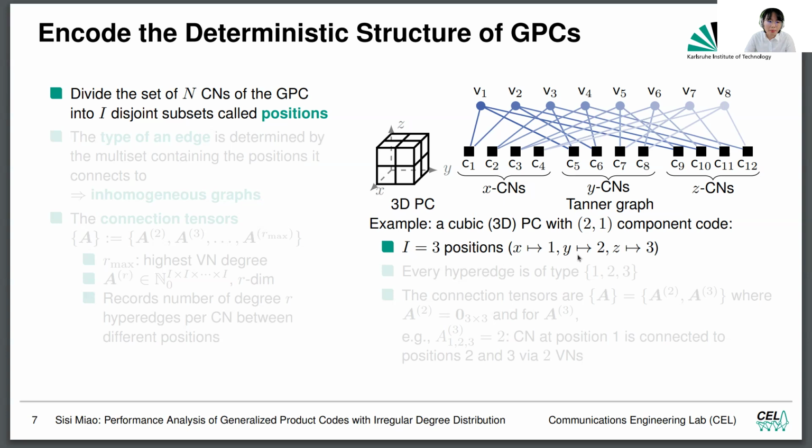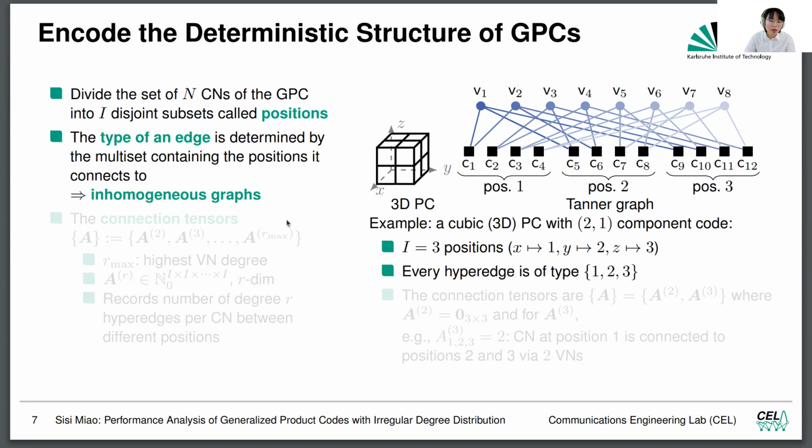And this is why we now partition them into 3 positions. We look at this example here, which is the 3D product code. It has check nodes along axes X, Y, and Z. And then we can say this is position 1, position 2, position 3. And then we also want to define the type of the edge, which is determined by a multiset. A multiset is just a set, but we allow repeated elements. And so the type of an edge is determined by the multiset containing the positions it connects to. And this gives us an inhomogeneous graph, which simply means that every edge is associated with a type.